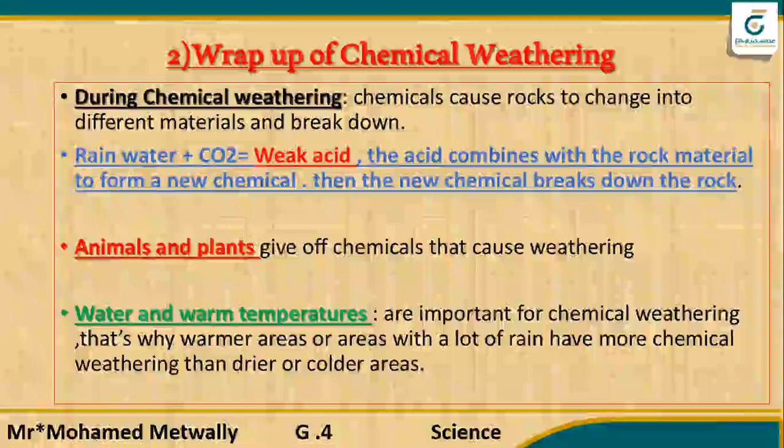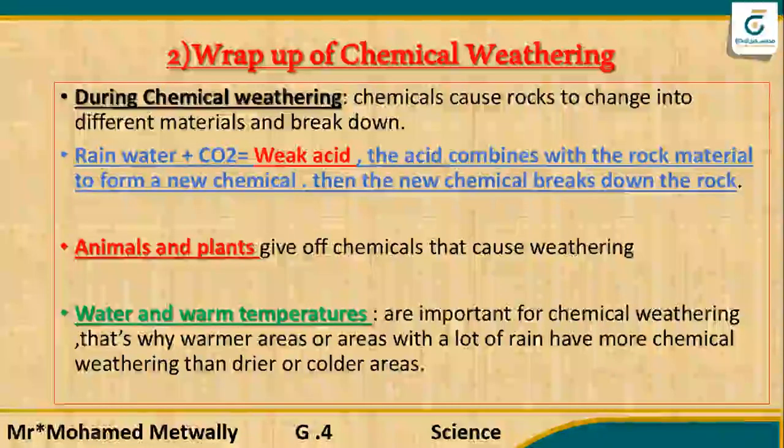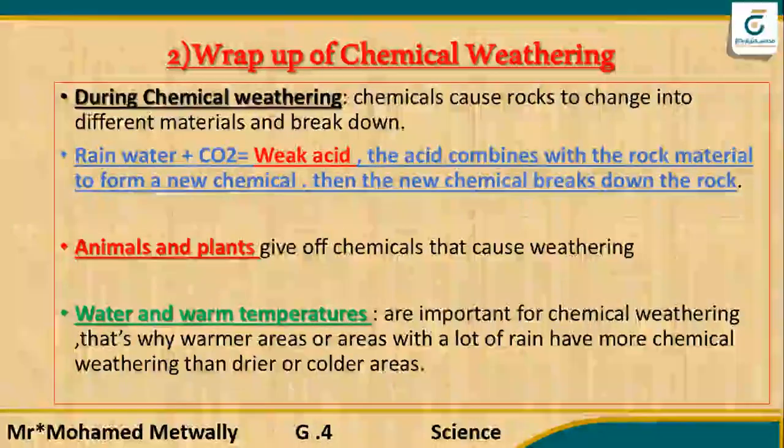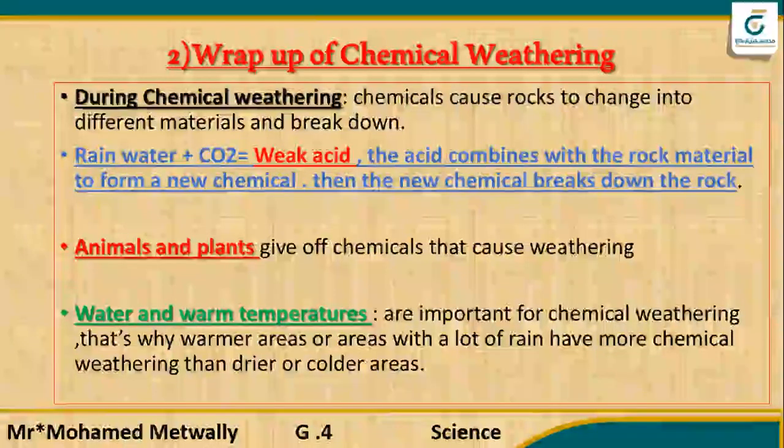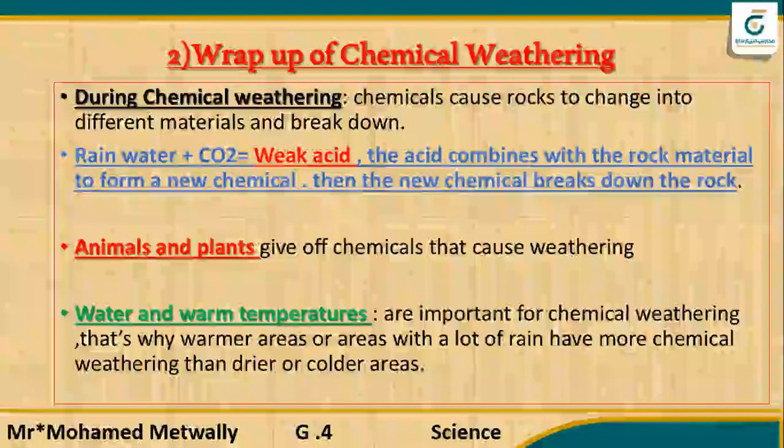So the acid combines with the rock material to form a new chemical. This new chemical breaks down the rock. So all I need you to know here is when we mix carbon dioxide with water, it gives us weak acid. This weak acid combines with the rock material and gives a new chemical. This new chemical makes the rocks break down. Another cause for chemical weathering is animals and plants. When animals and plants give off or release chemicals, that causes weathering as well.